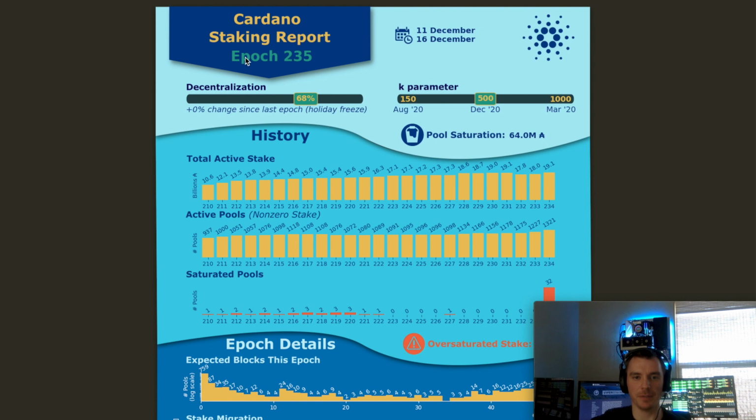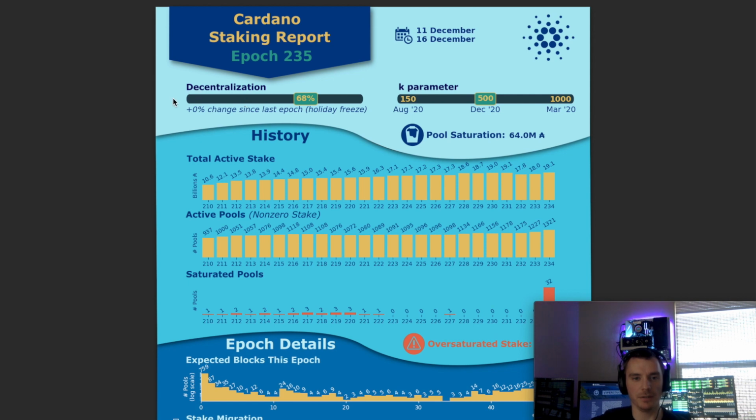So starting at the top here, this particular report is for epoch 235. It runs from December 11th through December 16th, 2020. Staking rewards for this epoch are based on the snapshot that occurred at the beginning of the previous epoch. So in this instance, rewards that you get in epoch 235 are based on where your stake was at the beginning of epoch 234. In this instance, that would be on December 6th.